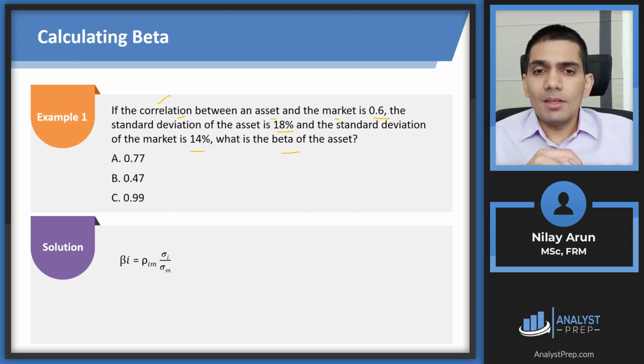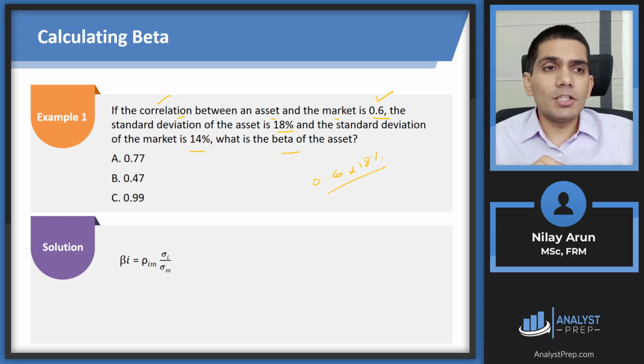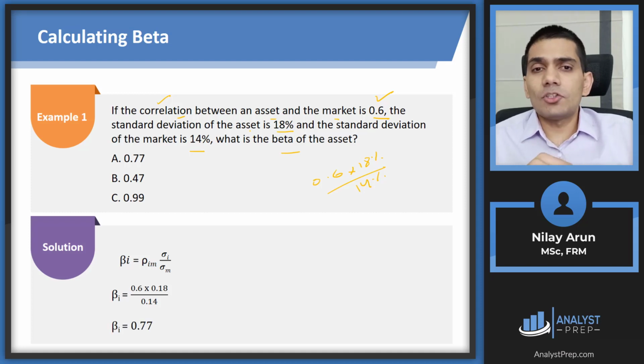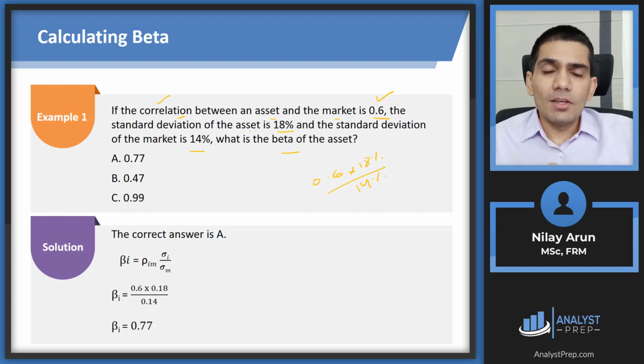What is the second version? We take the correlation, we multiply it with the standard deviation of the asset, and we divide by the standard deviation of the market. So in this case, the correlation is 0.6. So we take 0.6, we multiply it with sigma i, which is the standard deviation of the asset, and that is 18%. So we multiply that with 18%, and we divide that by the standard deviation of the market, that is 14%. So that's going to be your answer. So 0.6 into 0.18 divided by 0.14, and that gives you 0.77. So the correct answer is A. So that's how we calculate the beta.